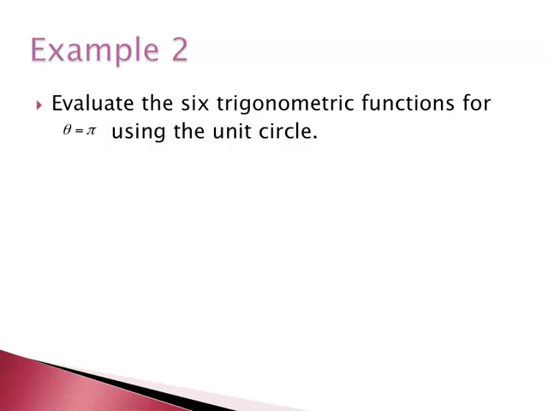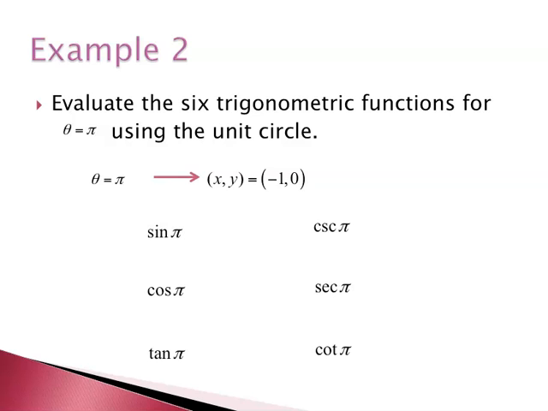Okay, example 2. Evaluate the 6 trig functions for theta equals pi using the unit circle. So when theta is equal to pi, on the unit circle, you're looking at the far left part of the circle. There, the coordinates are negative 1, 0. Again, remember x corresponds to cosine, y corresponds to sine. So sine of pi is equal to 0, cosine of pi is equal to negative 1, tangent is equal to y over x, so that's 0 over negative 1, which is 0.